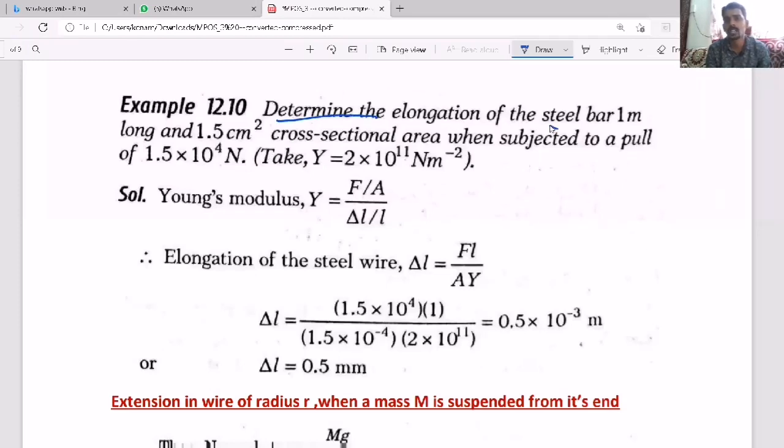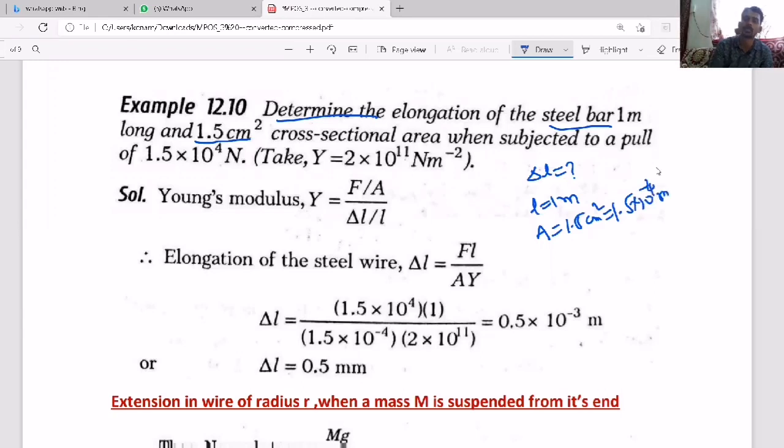Determine the elongation of the steel bar 1 meter long and 1.5 centimeter square cross sectional area when subject to a pull off. See every data they have given. We have to find delta L, and the length is given as 1 meter and area is 1.5 centimeter square. But you need to convert, that is 10 power minus 4 meter square. And Young's modulus also they have given, 2 into 10 power 11 Pascal. And the force applied is 1.5 into 10 power 4 Newton. All the data I have taken.